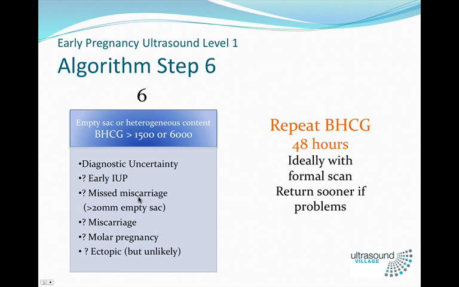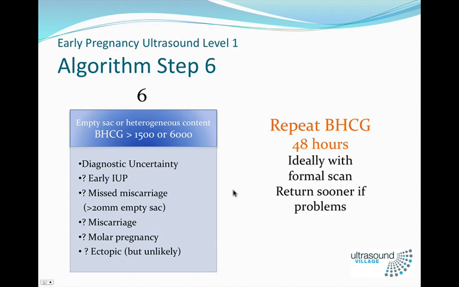Now, that is if the gestational sac is very big, so more than 20 millimeters transabdominally, empty sac. It's probably an 8 to 10 week pregnancy that is a missed miscarriage. It could be, but at this level of ultrasound education, you can't really diagnose that. Okay, it wasn't one of our initial objectives. It could be a miscarriage with heterogeneous content and a high beta-HCG. It could be a molar pregnancy, and it could still be an ectopic pregnancy. If that empty sac is actually a pseudosac with a high beta-HCG, it could be an ectopic.